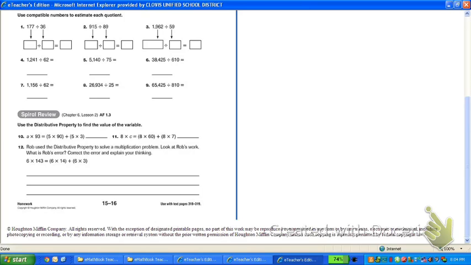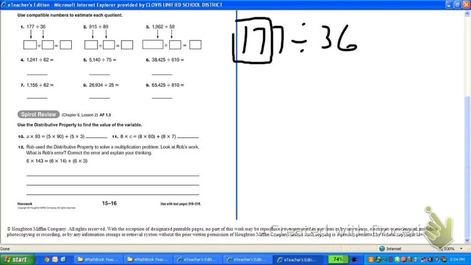Let's take a look at your homework. Number 1, we have 177 divided by 36. So I'm looking at the numbers, and again, I just want to look at these two numbers and this number.